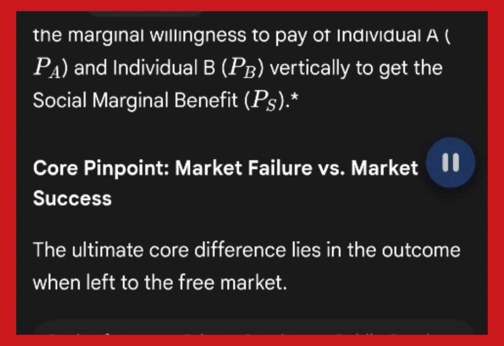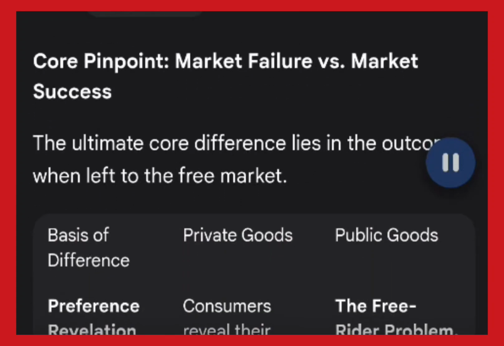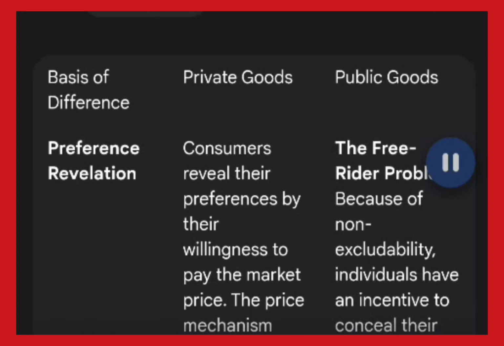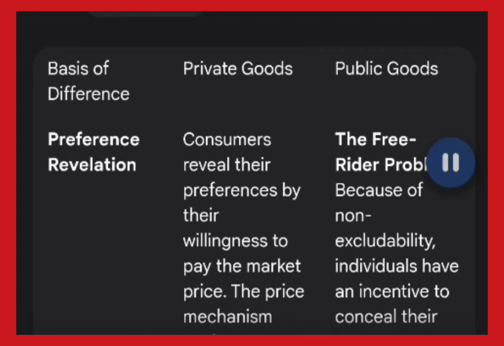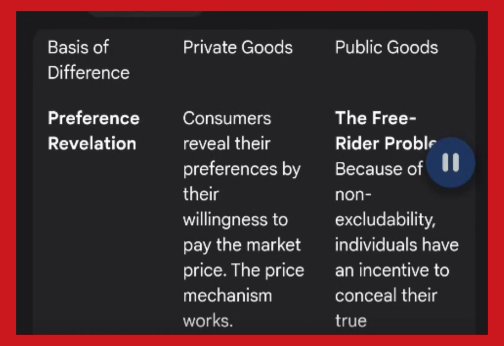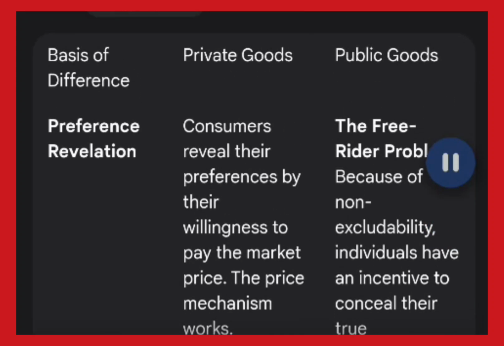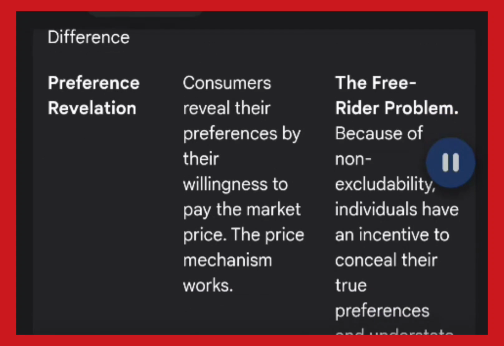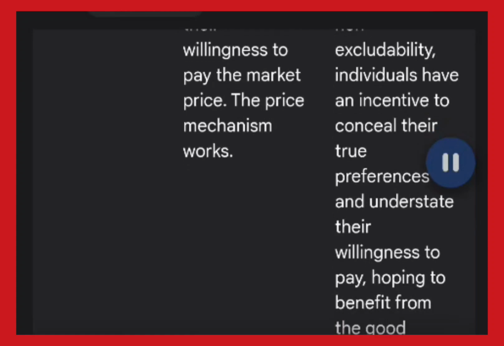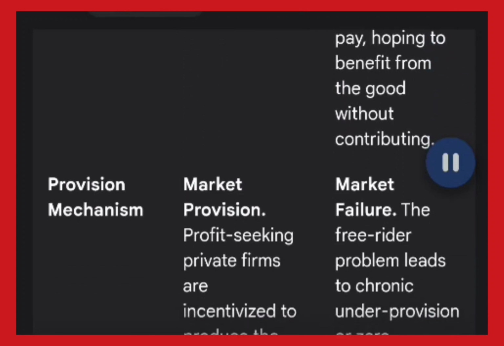Core pinpoint: market failure versus market success. The ultimate core difference lies in the outcome when left to the free market. Basis of difference: private goods versus public goods. Preference revelation: for private goods, consumers reveal their preferences by their willingness to pay the market price. The price mechanism works. For public goods, the free rider problem arises. Because of non-excludability, individuals have an incentive to conceal their true preferences and understate their willingness to pay, hoping to benefit from the good without contributing.